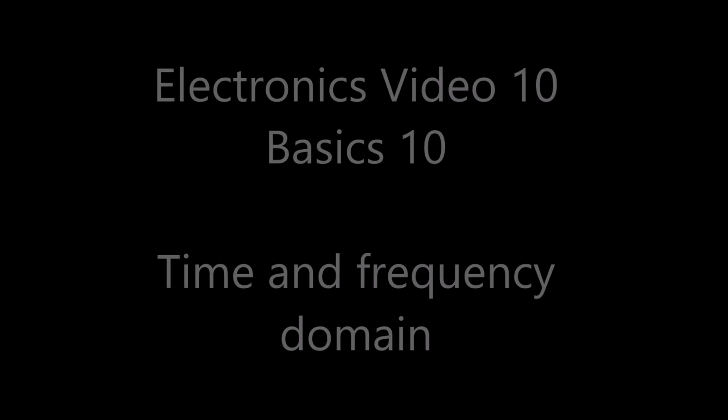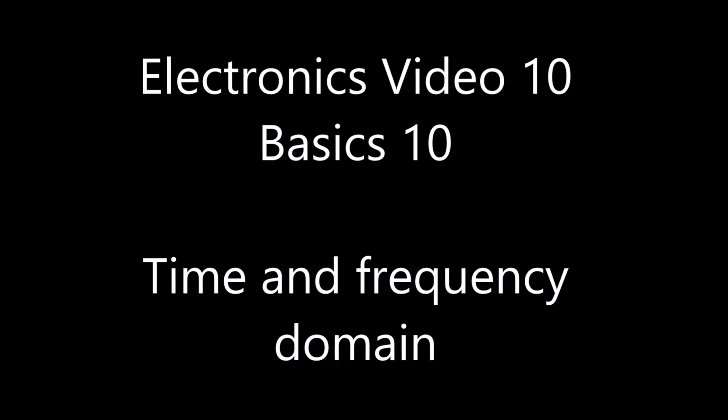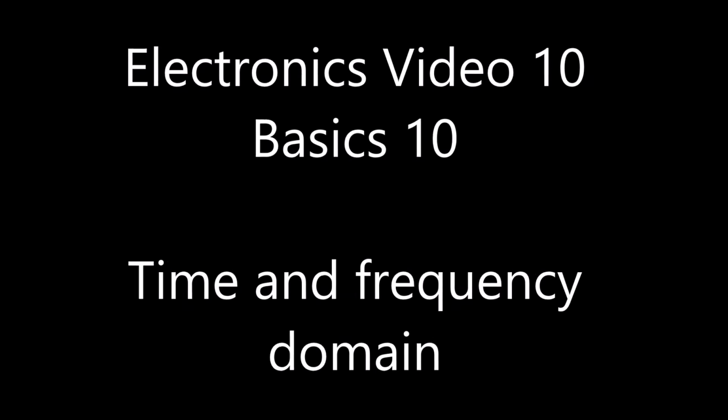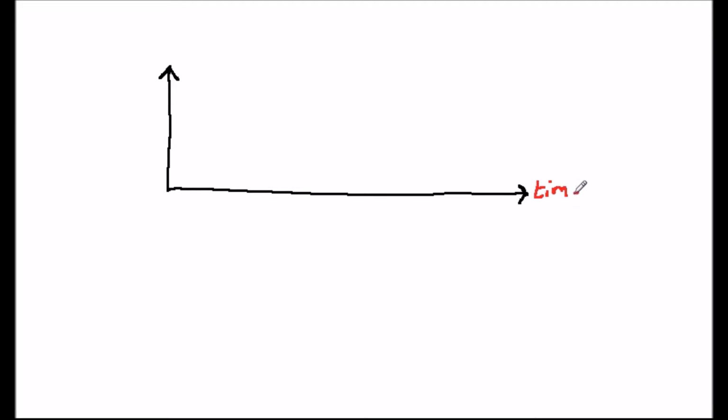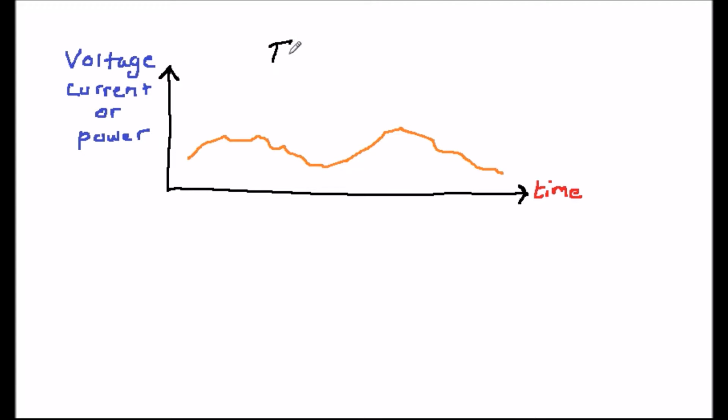In the last few videos, we've seen examples of time domain waveforms. That is, voltage or current or power plotted against time. This is a very common way to visualize a signal, and it's what we see on a display of an instrument called an oscilloscope, which is one of the most common electronic test instruments.